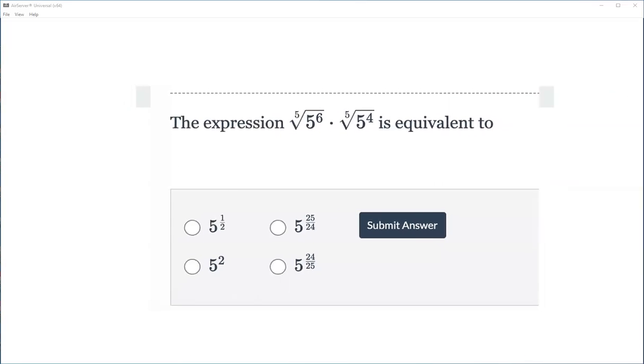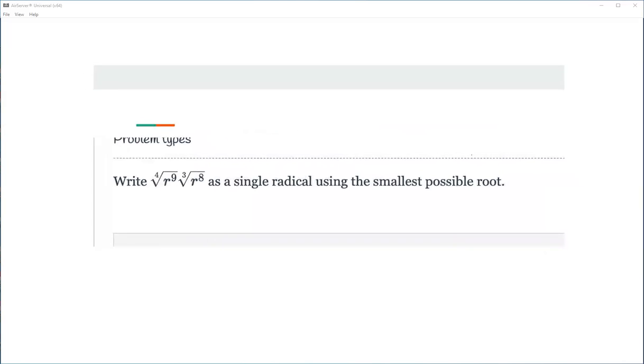This will be the last problem, 5 to the 6 over 5 power times 5 to the 4 over 5 power. Remember that you're adding the exponents. That equals 5 to the 10 over 5 power, which is 5 squared. See one more problem here.